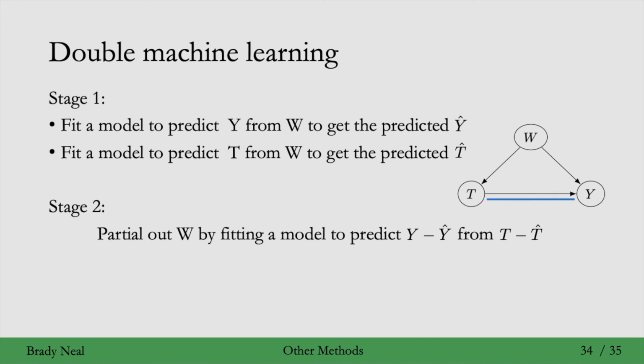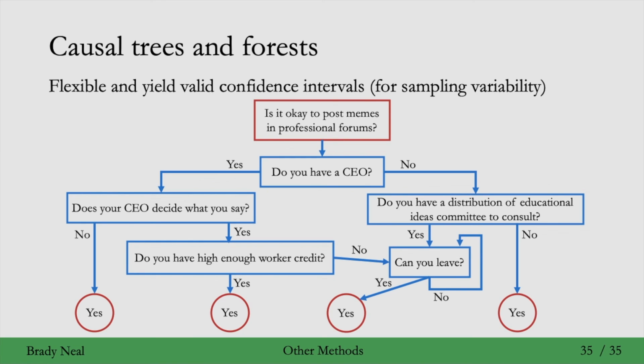The last methods that we'll consider are causal trees and causal forests. You can think of causal trees as an extension of decision trees to estimate causal effects. And here's just an example of a decision tree. It's just like a flow chart. And then a forest is just a bunch of trees together. Decision trees and forests are flexible, but then more importantly, they yield valid confidence intervals.